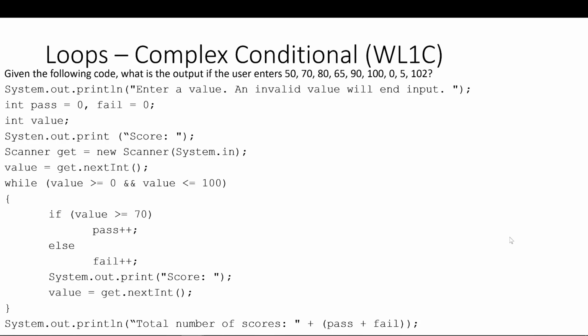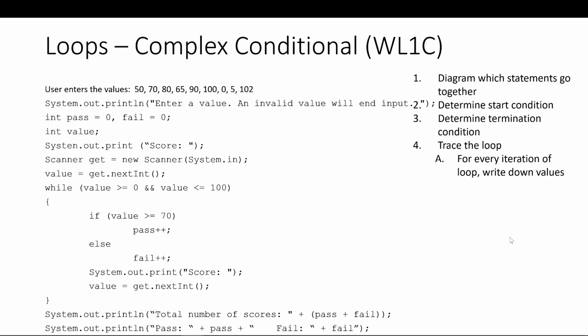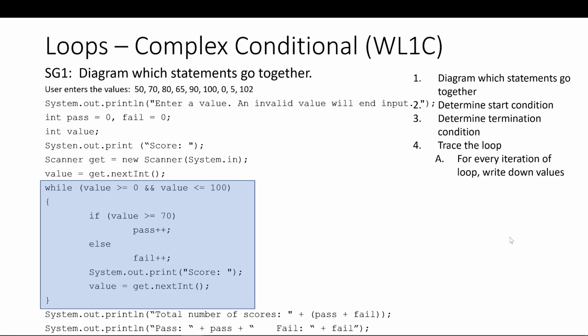Here's the problem that we want to solve. Given the following code, what is output if the user enters the values 50, 70, 80, 65, 90, 100, 0, 5, 102? The first subgoal is to diagram which statements go together. In this case, we have a while loop, which uses curly braces, so it's easy to determine which statements go with the loop.